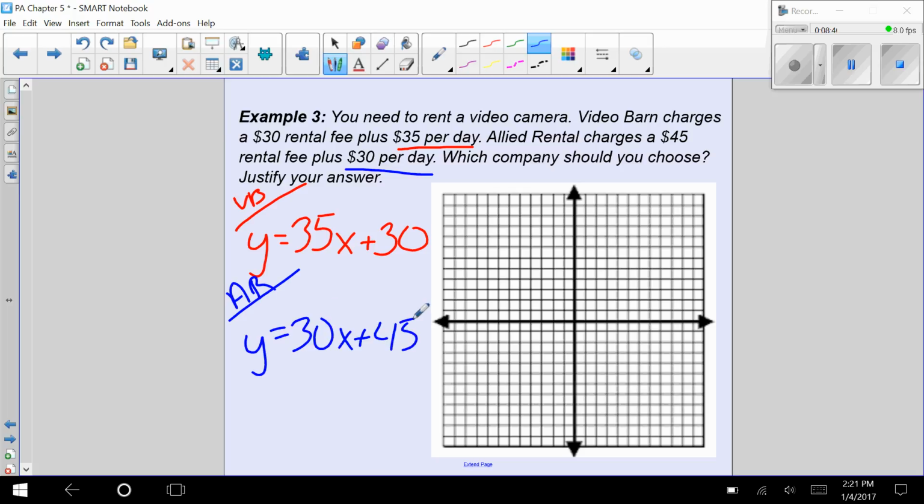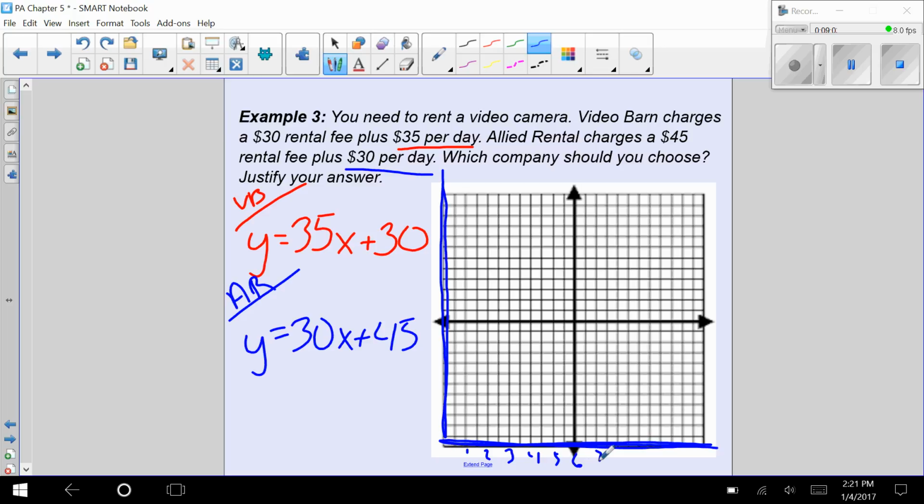Now to graph these, I want to switch my graph up a bit. I'm going to call this my y-axis, and across the bottom here my x-axis. I'm going to make each of these lines worth half. So 1, 2, skipping lines, everyone. 5, 6, 7. 7 should be enough.